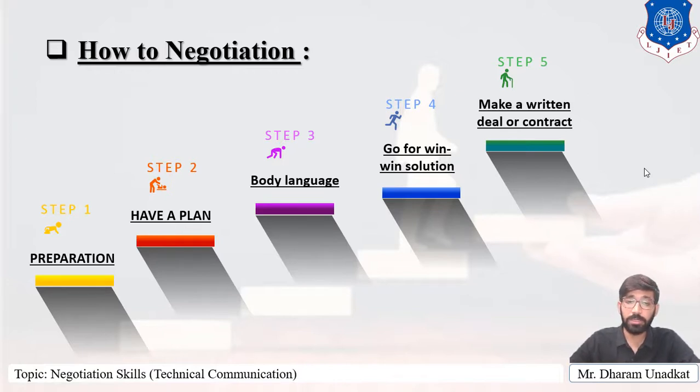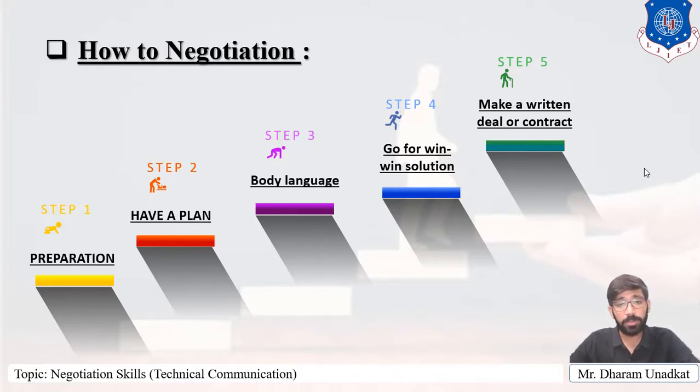Today we will continue the same topic, that is negotiation, and we'll have a look at how to negotiate. There are various steps of how to negotiate. First step is preparation. Having proper knowledge about the things, the product or the project and the party is very important. We will first have the knowledge of the product which we are going to buy or which we are going to sell.